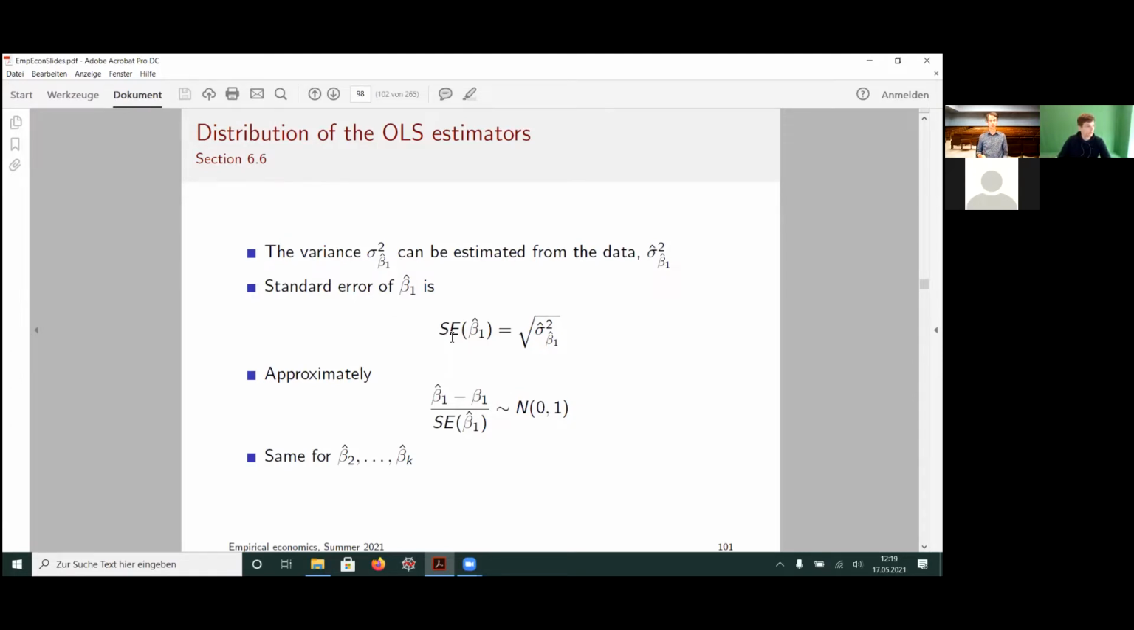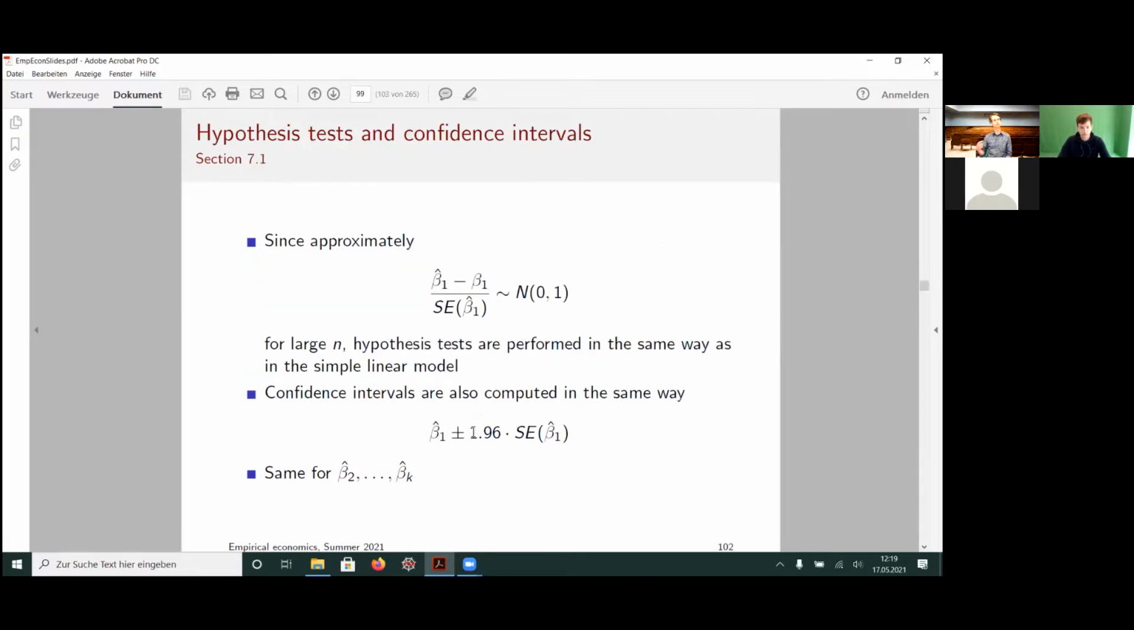Then one can show, or it's relatively easy to see, that if we standardize our estimator, that is, if we subtract its expectation, beta 1, and if we divide this difference by the standard error, what we get is a standard normal distribution. And that's a very comfortable result because we know how to deal with standard normal distributions. Okay, so this is our starting point for today.